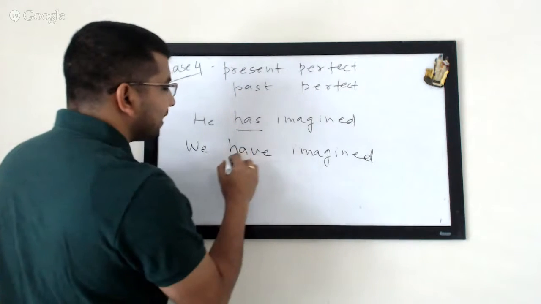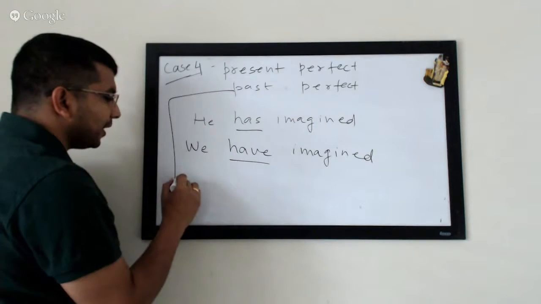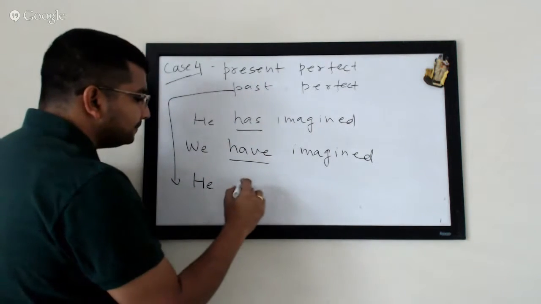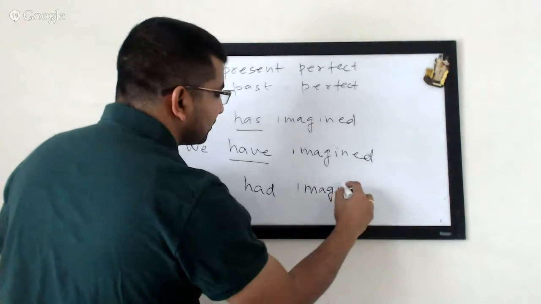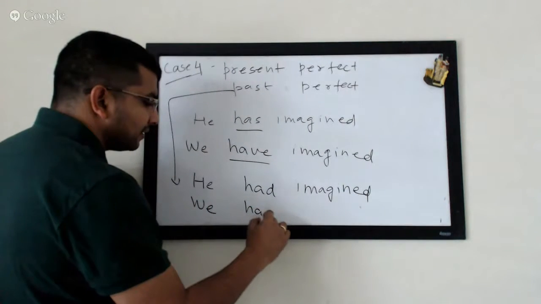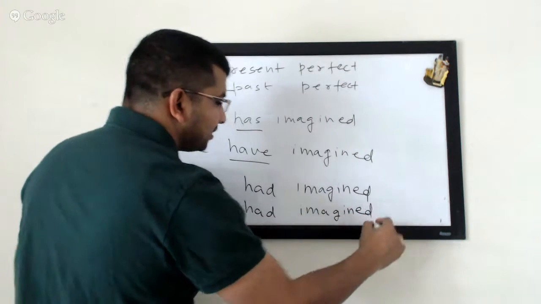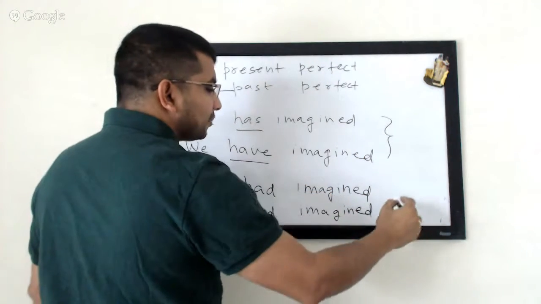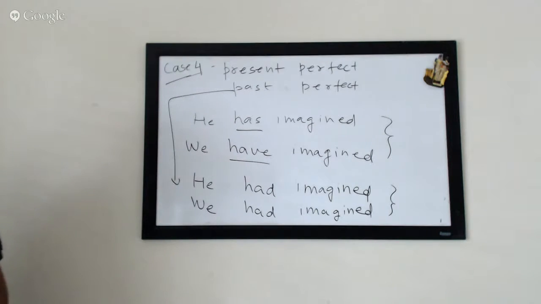When you have has and have, right? Whereas past perfect is where you have had: he had imagined, or we had imagined. Something that has already been completed, or something that had completed in the past. How do you say those in Hindi? We have not covered it in the past, so I'll break it down for you.